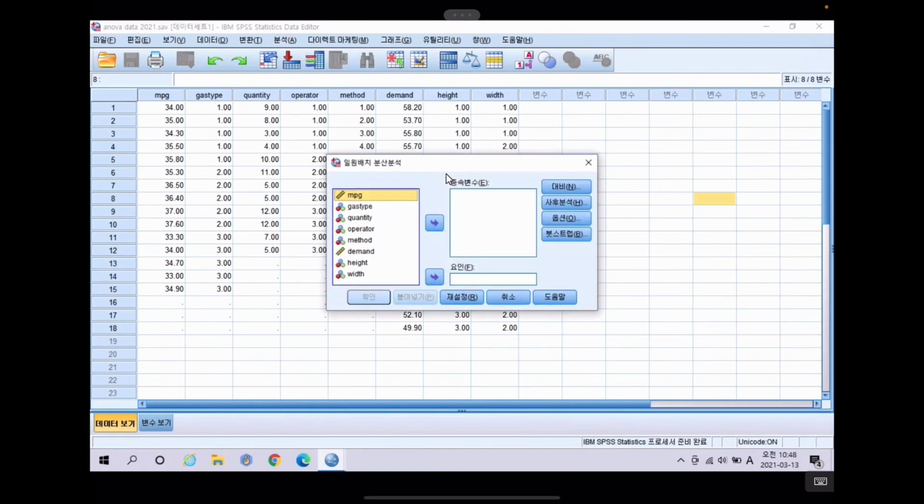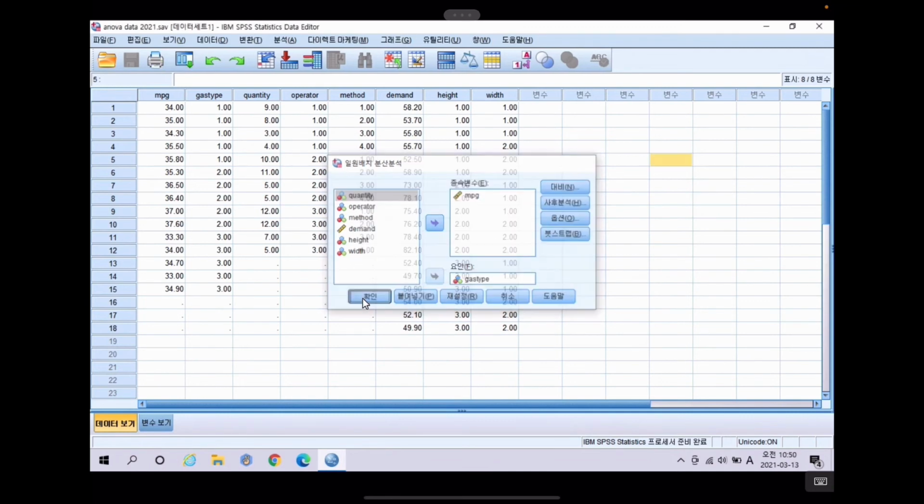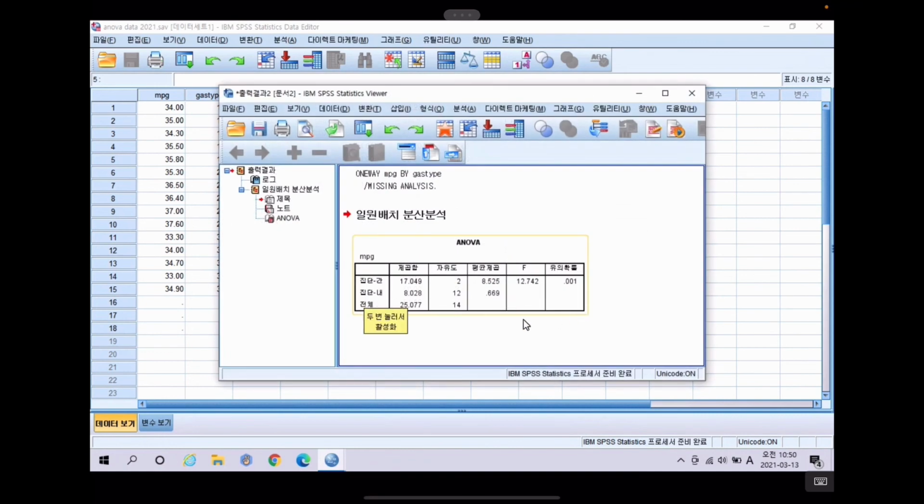So you click this one, and you have a screen like this, and this is the dependent variable, right? This is the responses, right? So in our case, miles per gallon, so mileage is the response, right? So you move it to the right by using the arrows, right? And then treatment goes here, right? And factor, right? So you select the gas type and move it here, right? Gas type. And then click this one, and then you get the results, right?